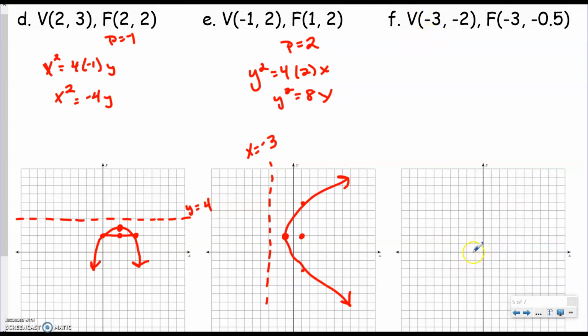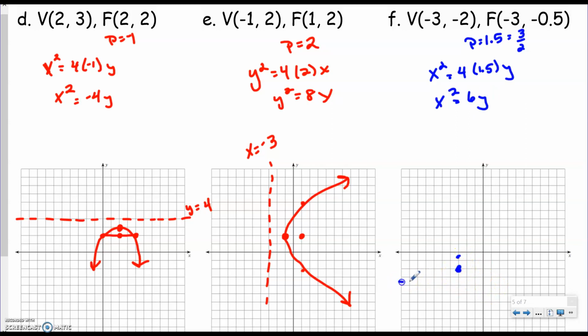Okay, last one we're going to do here. Plot this, negative 3, negative 2, and negative 3, negative 0.5. Okay, this one opens up. My P is going to be 1.5 or 3/2, depends on which one you want to use. And so if I go ahead and plug this in, since it opens up, I have x squared equals 4 times P times y. And 4 times 1.5 is 6y. I'll go ahead and do 1.5 here.